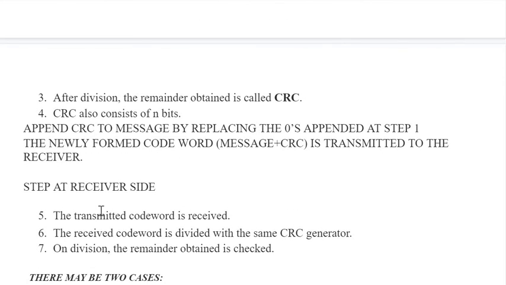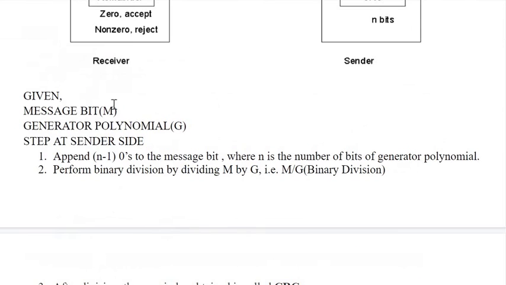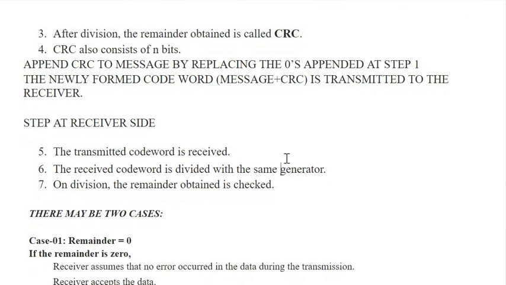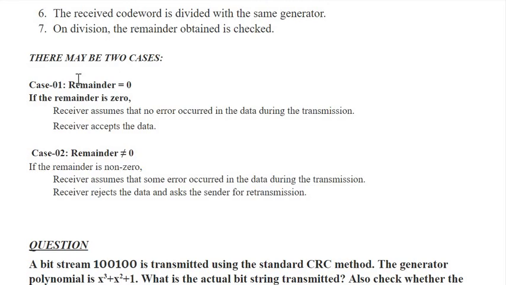So what happens at the receiver side? The transmitted code word is received. The received code word is again divided by the same CRC generator, the generator polynomial given in the question. On division, the remainder obtained should be 0, so the remainder should be checked. There may be two cases. In case 1, if the remainder is 0, it means that there is no error, so the data is accepted.